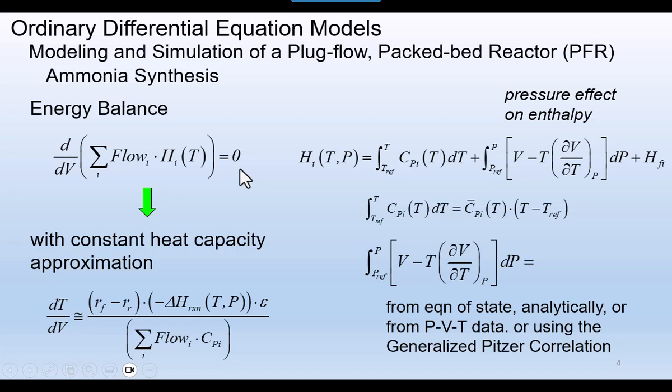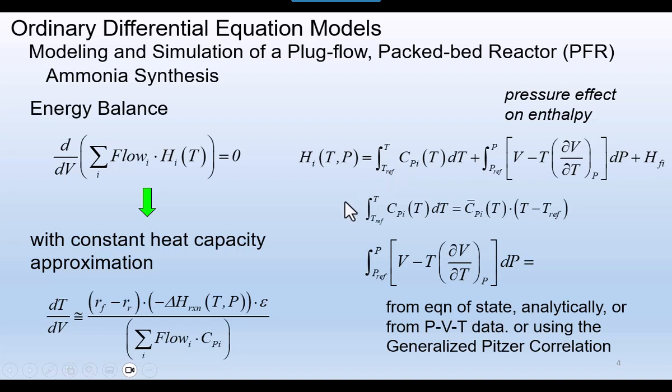Now, if we are able to use a constant heat capacity approximation, then we can reduce this to a differential equation in temperature, where we have the energy generated by reaction here, and our flows times heat capacities can be brought over from the left-hand side and have as a denominator over here. And we note that the heat of reaction may well be a function of both temperature and pressure. And it's important to note the pressure here because we're operating at high pressure.